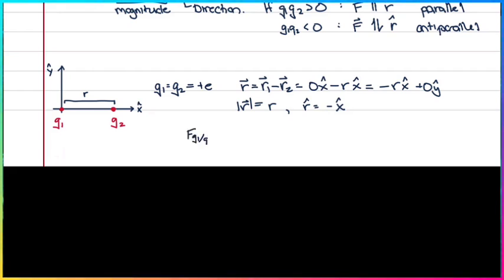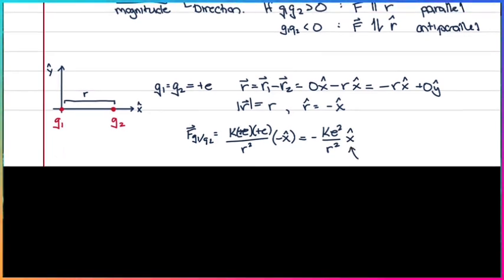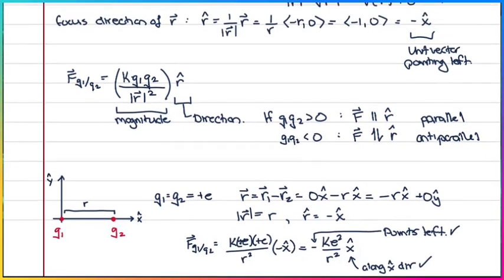F on Q1 from Q2 is K plus E all over R squared, don't forget the square, multiplied by R hat, which we said was negative x hat. So that looks like K E squared over R squared, with a negative out front, times x hat. This is along the x direction. And then because of this negative sign, it points to the left. Seems like all is well, and this does actually work for our form, as a sort of general formula.